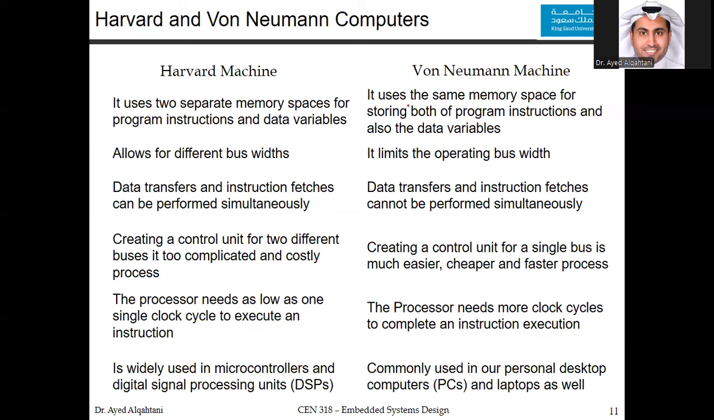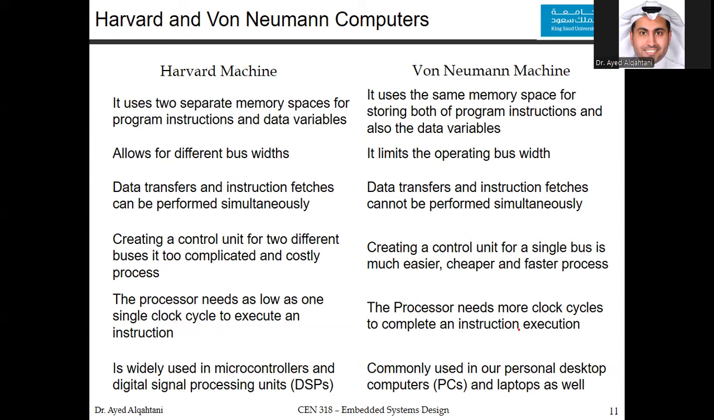Because you separate them. In the von Neumann machine, the data transfer and the instruction fetch cannot be performed simultaneously. So you have to do one of them at a certain cycle and the other in another cycle. Here you are creating a control unit for two different buses, so it would be kind of complicated and costly, but here it will be much simpler and cheaper. In the Harvard machine, the processor needs as low as one single clock cycle to execute an instruction. For the von Neumann machine, the processor needs more clock cycles to complete the instruction execution, since every instruction has variables, so you'll have one cycle at least for getting the variables and another cycle for executing them.